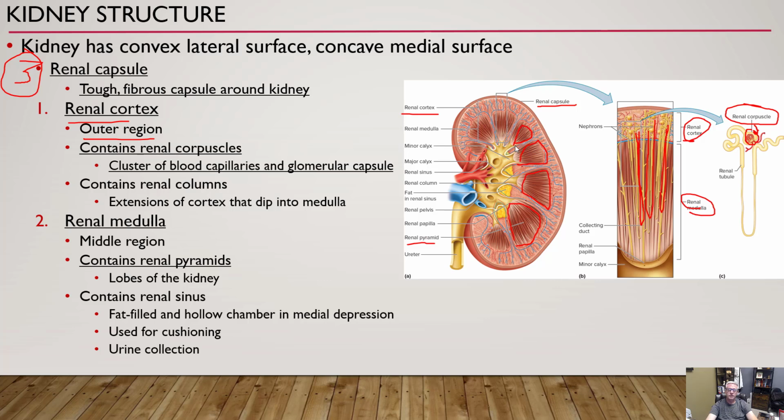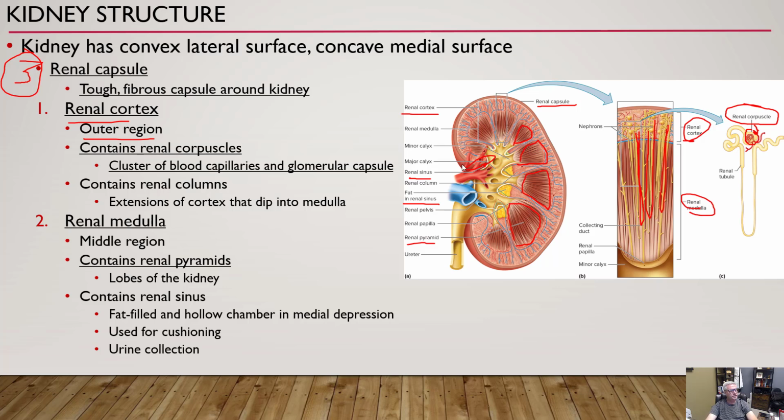And we also call those the kidney lobes, or the lobes of the kidneys, and they contain these renal sinuses. You can see here the renal sinuses, and a sinus is basically just kind of like a hole. So you can see the holes that are there. And we also have fat-filled renal sinuses. And it's used for cushioning and also for urine collection.